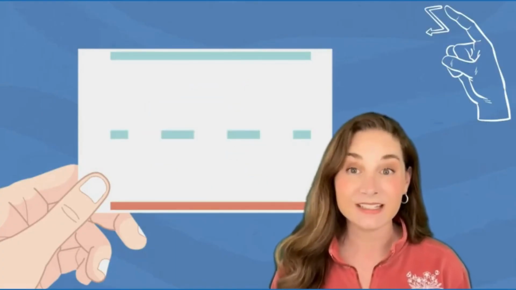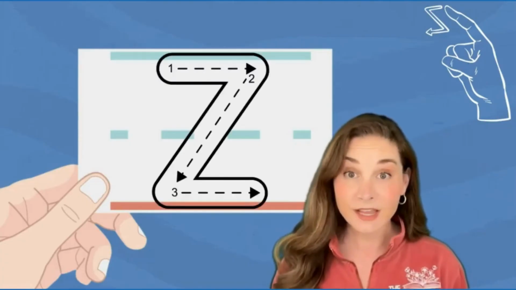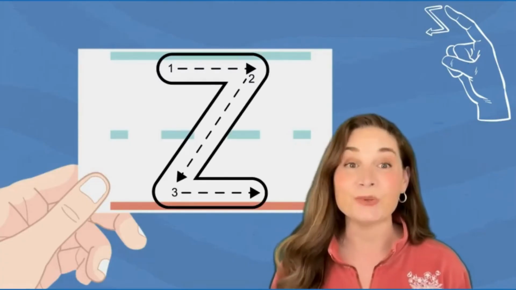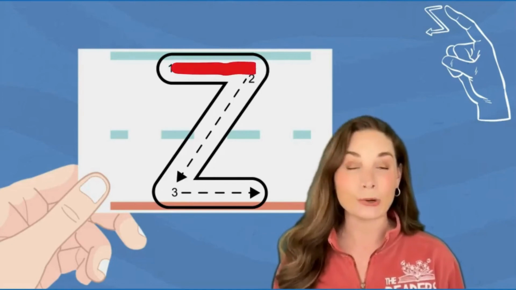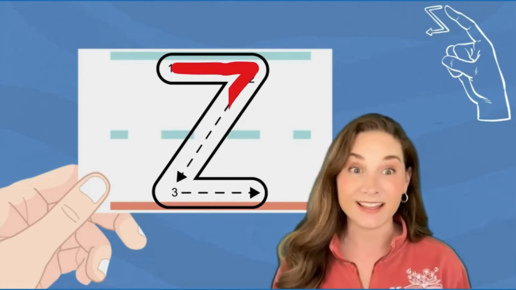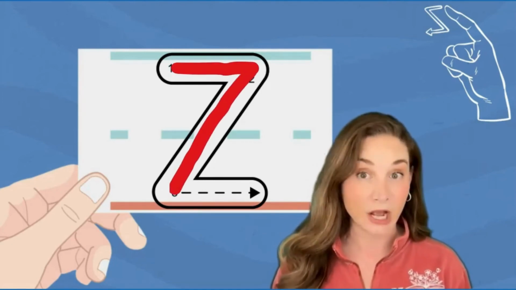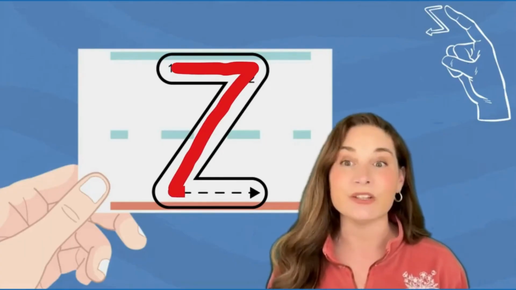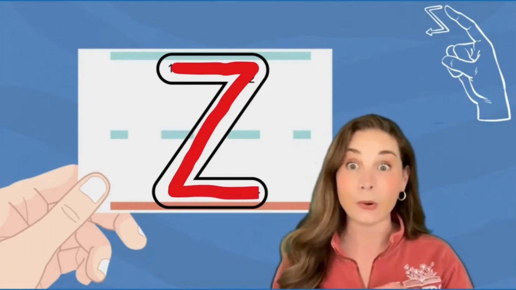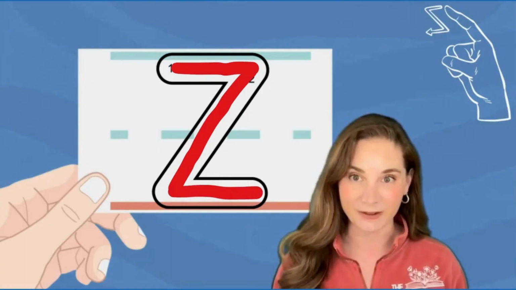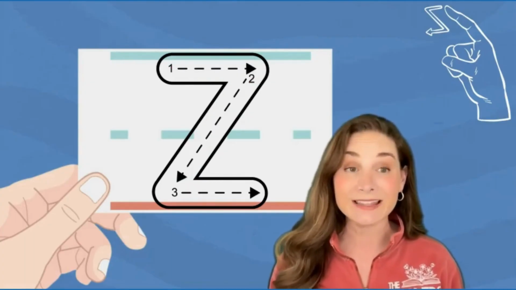Please write the letter that makes the sound Z. This is how you write the letter Z. You do one horizontal line across the top of your page, then you do a slanted line from the top down to the bottom line, and then you do a third line, which is another horizontal line across at the bottom. All right, now let's trace that letter in the air together.